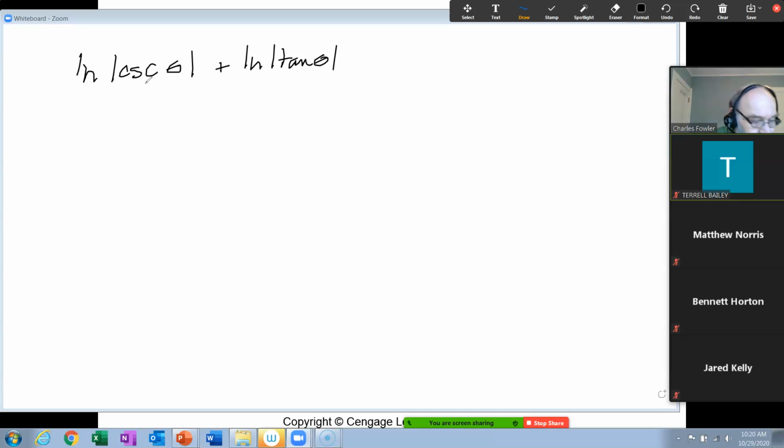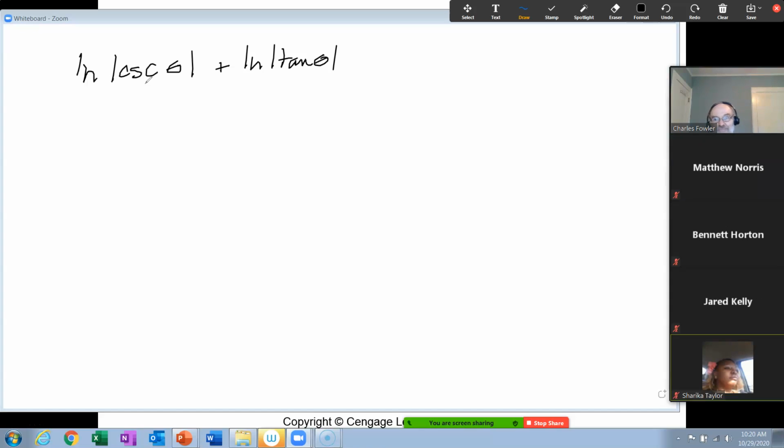Okay, now it says rewrite that as a single logarithm and simplify the results. Okay, now you have a couple of options here. One, the sum of two logs is a log of the product. That's one of the rules of logarithms. So let's write that first. The log of the product of these two. And we'll write that as cosecant theta times tangent theta.